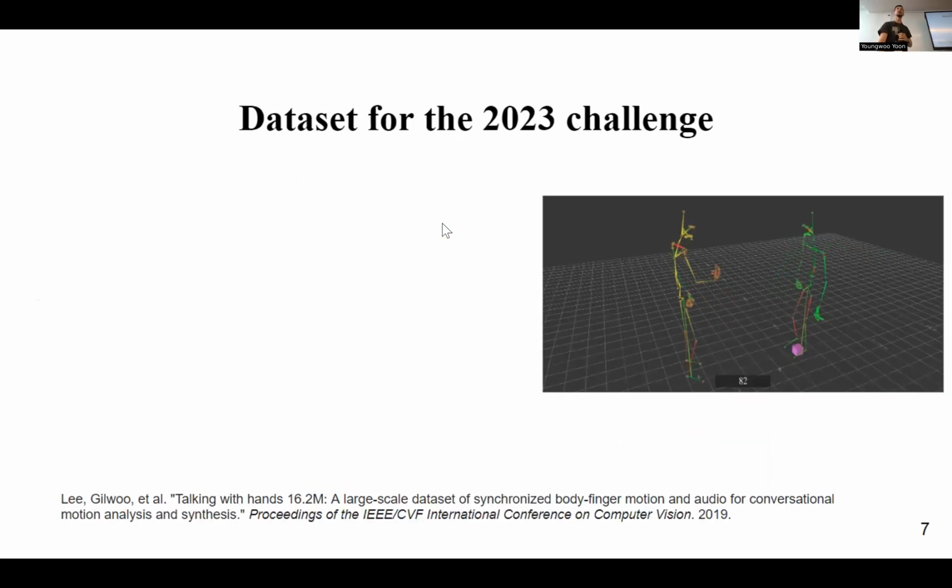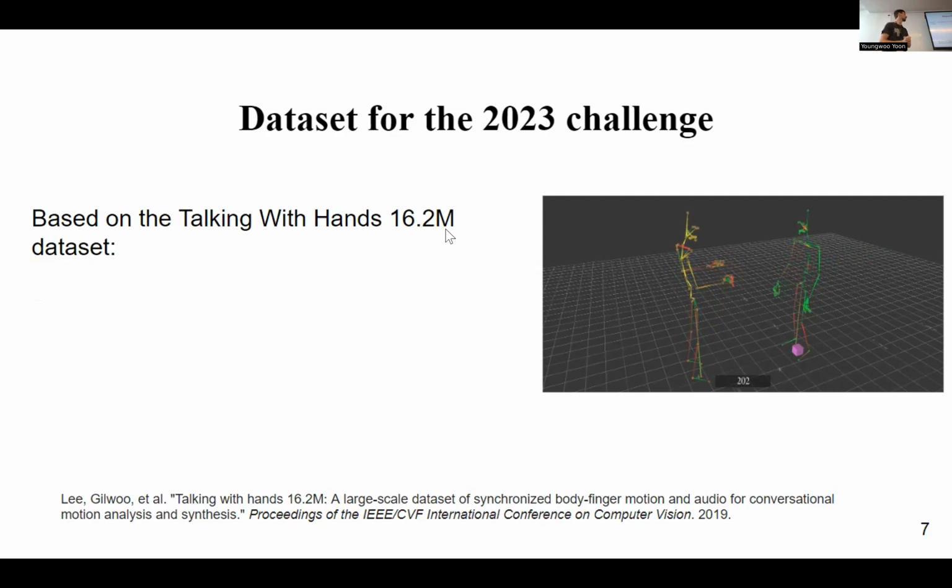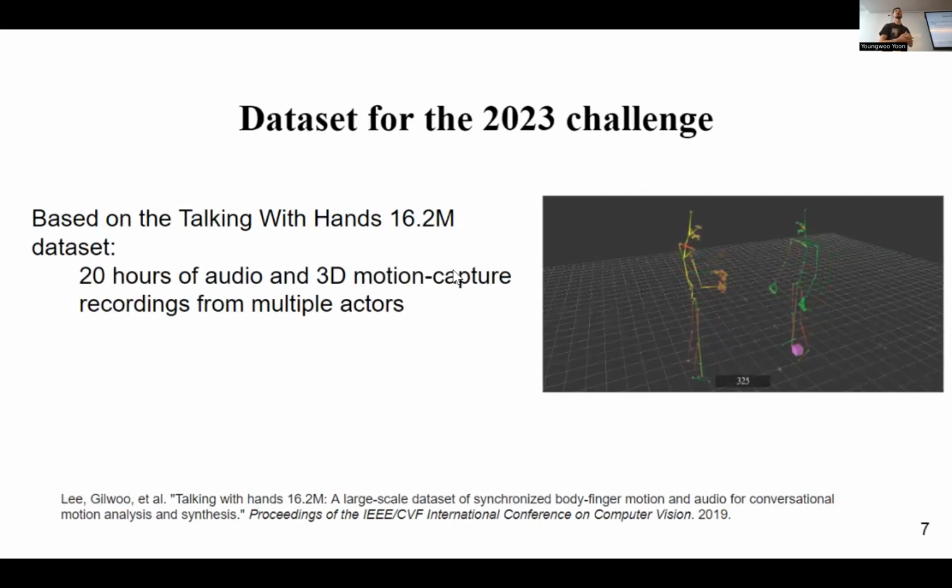The dataset that we use this year is called the Talking With Hands dataset. It's been recorded and released by Facebook or Meta. It has around 20 hours of audio and corresponding 3D motion capture. And on top of that, we have also transcribed this audio to obtain text transcriptions. Here on the right, you can see an example from an interaction.